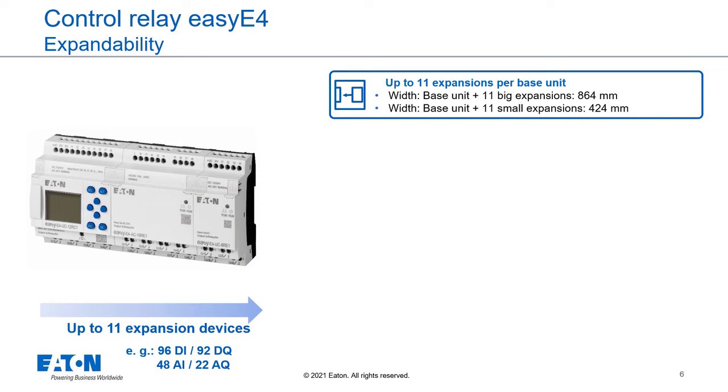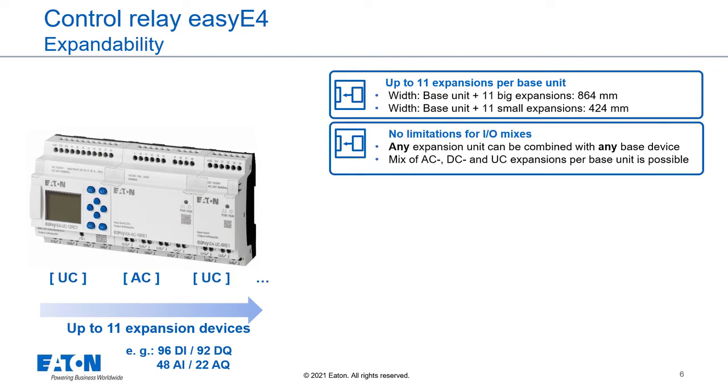The combination is very compact to save space and costs in the control cabinet. Of course, the expansions can be combined in any way to adapt the control relay to the requirements of the application in the best possible way. Each expansion device can be combined with any base device. Mixing the different voltage variants is possible in a very flexible way.